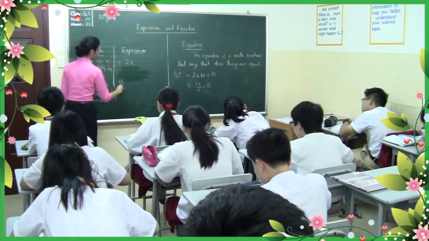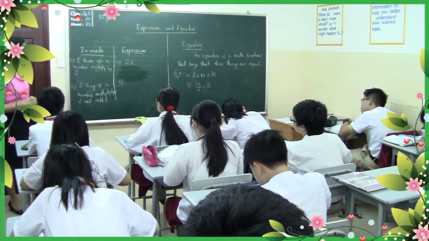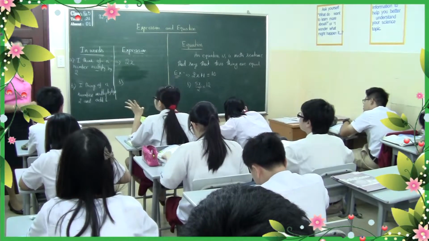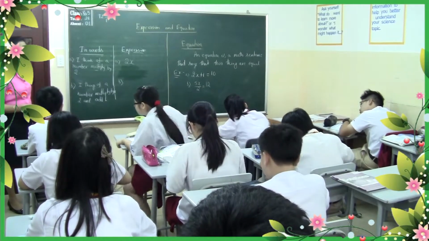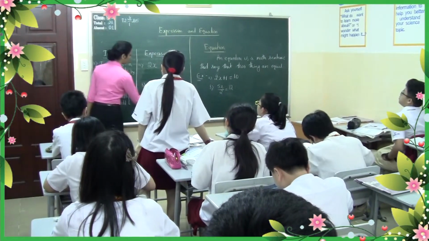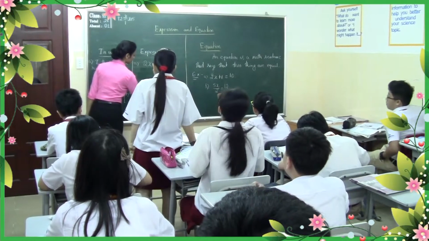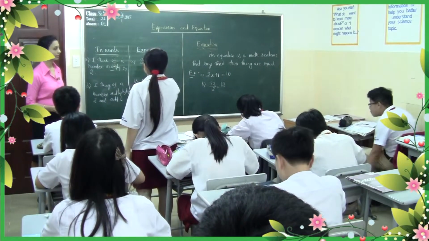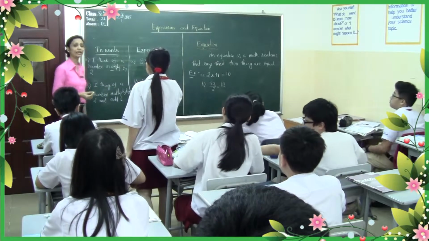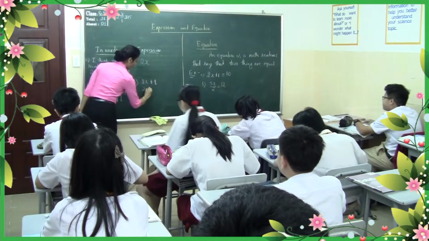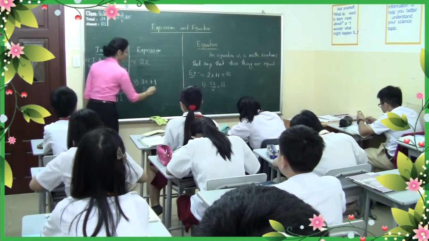How about question B? I think of a number, multiply by 2 and add 1. Yes? 2x plus 1. Yes, any variable means any letter, you can use it. C wants to take 2y plus 1. Yes, that is also correct.